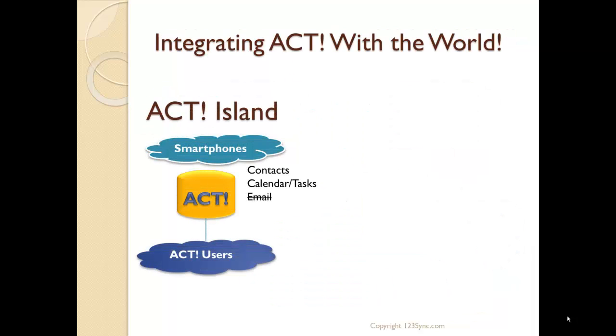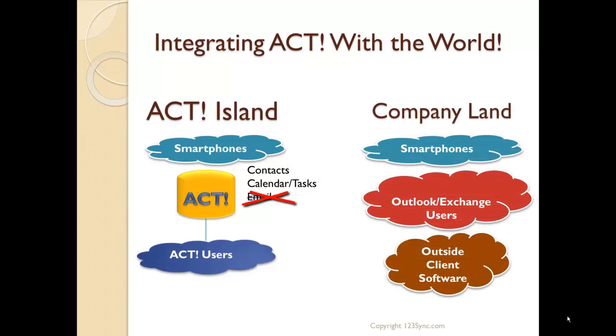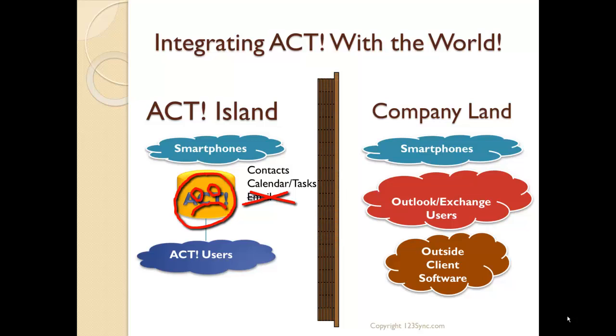This results in an ACT island, where you have all the data that is just dedicated for ACT without email integration on the smartphone side, that stands by on its own, while you have the company land where all the rest of the data is being exchanged and generated and never gets integrated into ACT. So we call it the wall.